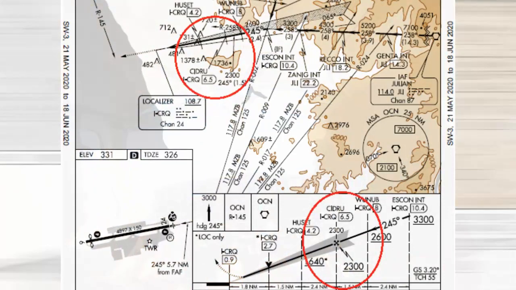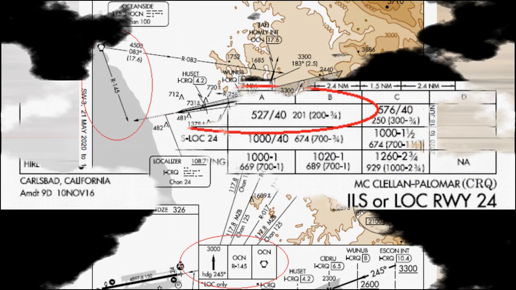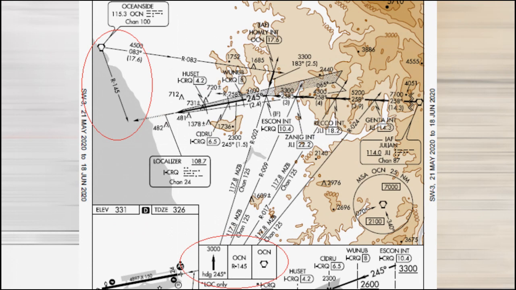Alright, so final approach course is 245. Final approach fix is Z-through. We should be at 2,300. How far east are you going to go? And we're going to go down and then head to 527 feet. If we don't see the runway, we're going to go missed. The miss will be flight runway heading, on 128.6, 3,000, and then we'll intercept the 345 radial to Oceanside. We fly to Oceanside, and we're going to hold there, it looks like.